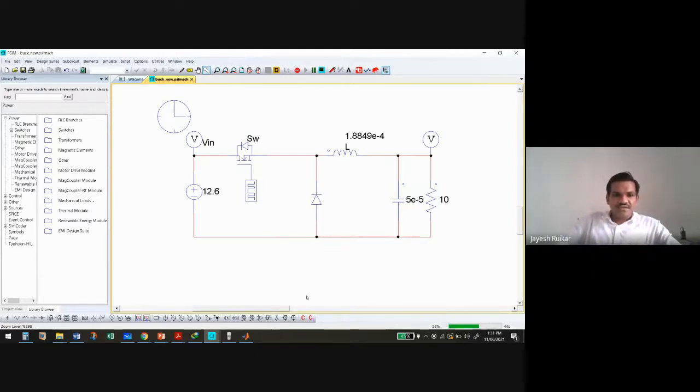Okay, yes. We have not added the ground terminal to this. Okay, so there is nothing there. Meanwhile, it will run. We'll go to the theory of another converter, the boost converter, which is a step up converter.